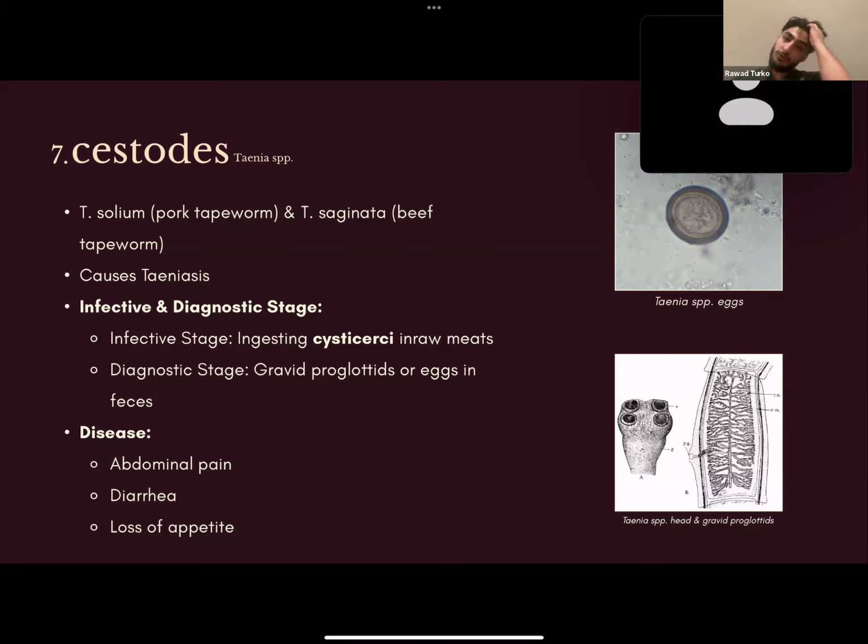Okay, now for cestodes, we have the Taenia species. First of all, I know you guys studied this already. We're first going to talk about the Taenia species as a whole, and we're going to talk about Taeniasis. The cysticercosis, we'll talk about later on. For Taenia species, we have Taenia solium and Taenia saginata. Taenia solium is called the pork tapeworm, and Taenia saginata is called the beef tapeworm. And why are they called the pork tapeworm and the beef tapeworm?